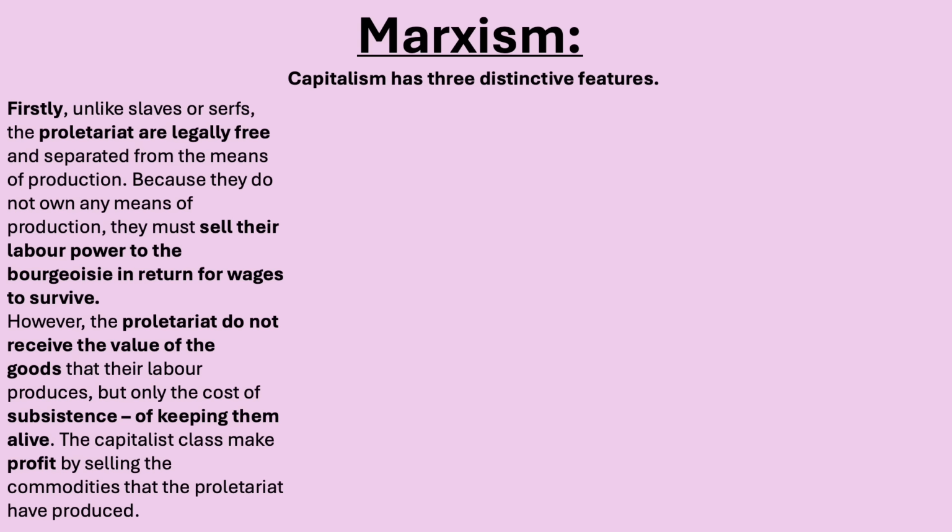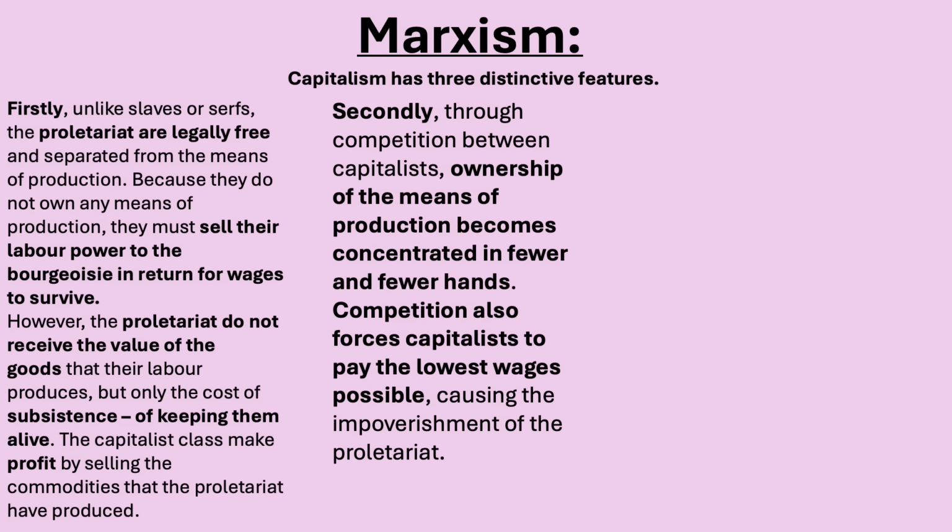So, for example, a worker might make a product that sells for £100, yet they might only earn the equivalent of like £1 from it. So the bourgeoisie are thriving as they sell the product and make loads of money, whereas the proletariat is scraping by with what little they have.